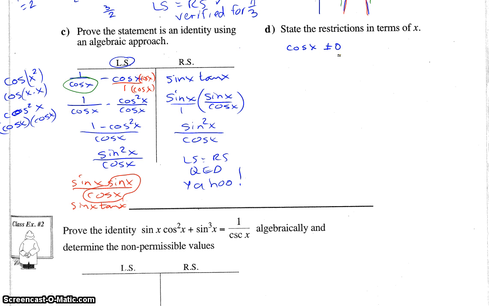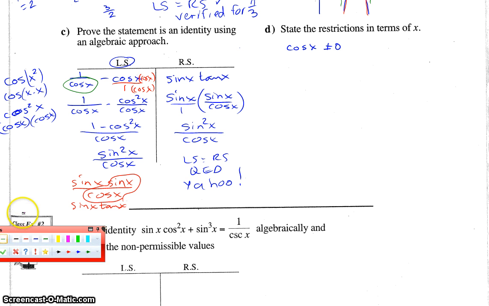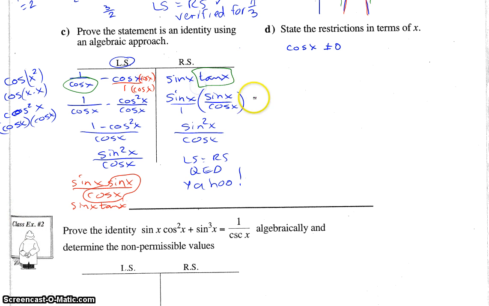Then you look for your sneaky restrictions. The sneaky one here is tan. Now tan is actually sine over cos. So again, cos x can't equal 0. You don't have to write it twice, we've covered it already.